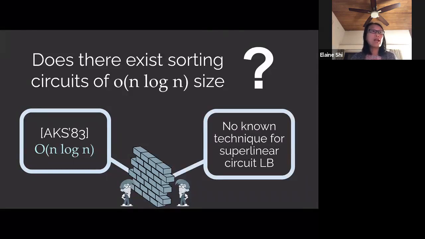On the lower bound side, we also seem to be pretty stuck. Not only do we not know how to prove an n log n lower bound on sorting circuits, in fact, we don't know how to prove a superlinear lower bound. And in fact, it turns out proving a superlinear circuit lower bound for any problem in E to the NP is beyond the reach of current techniques.